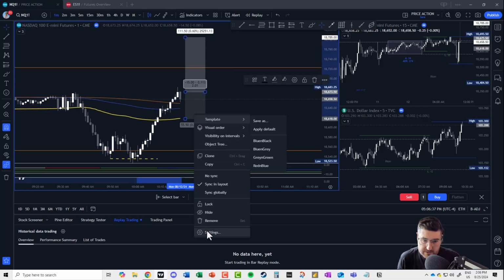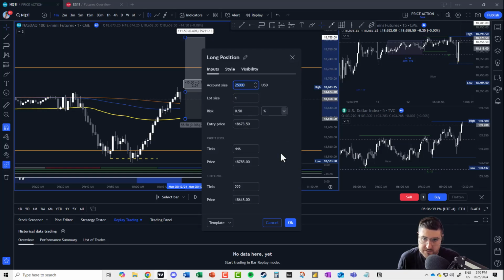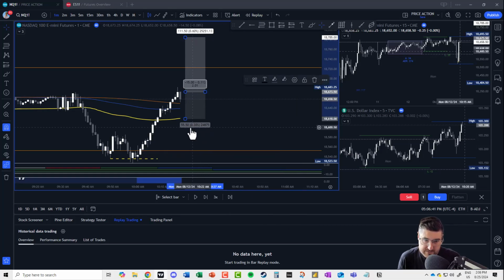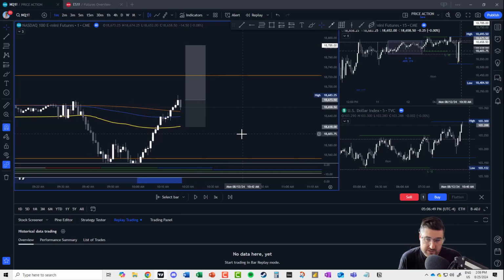And then the lot size one. Okay, so you can kind of see right now I'm risking about $55 to $100, make $111 for one contract.